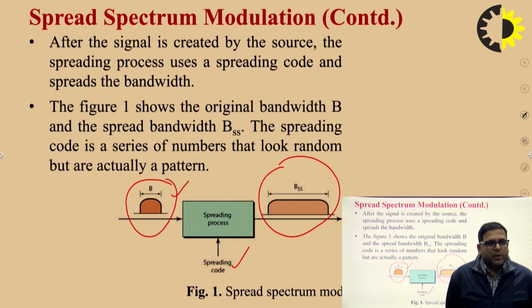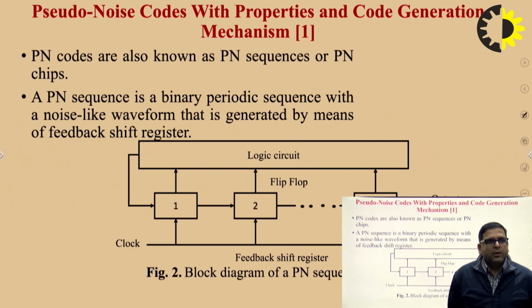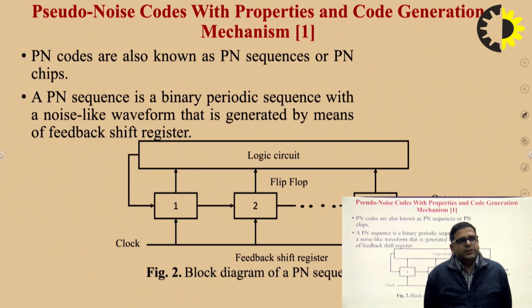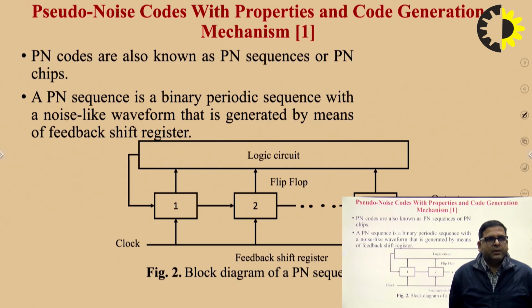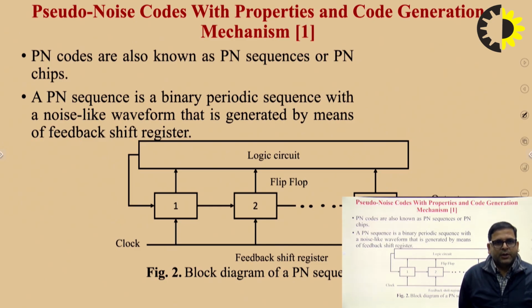The most popular and common spreading code is the PN sequence, popularly known as the pseudo-noise sequence. The term pseudo-noise sequence arises because it looks like noise but has a regular pattern. The PN sequence is a binary periodic sequence with a noise-like waveform, and it is basically generated with the help of a feedback shift register and a logic circuit.